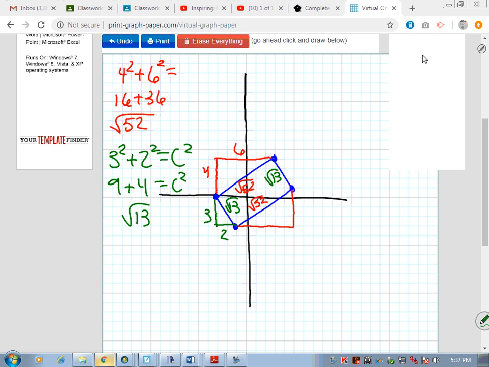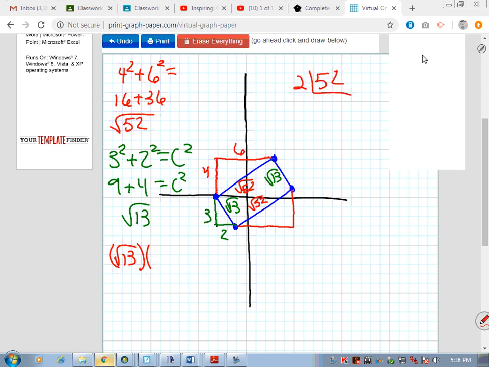Okay. And the type of answer they're looking for here is specific. So area would be length times width. So it would be radical 13 times radical 52. But let's see if we can take 52 down.